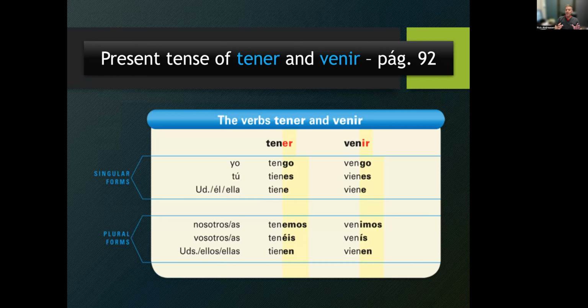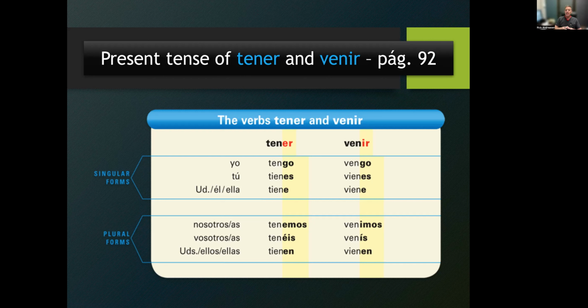So the verb tener, to have, right? It's an ER verb. You'll notice that it follows the ER endings in everything except for the first person. Venir, an IR verb, follows the IR endings in everything except for the first person singular. So let's go through, repeat all the different conjugation forms of tener so you can hear them, and then we'll do venir, and then we'll talk about it specifically.